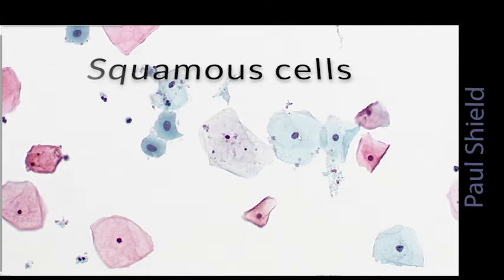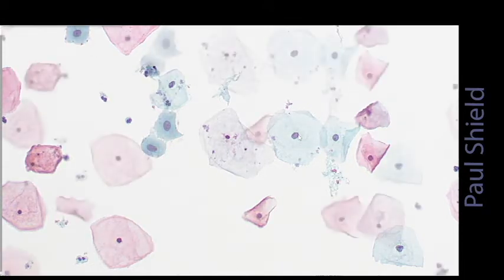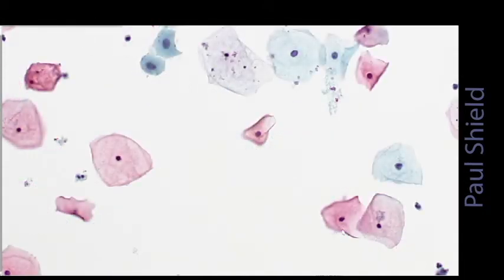These are the most commonly seen cell type in cervical samples. They vary depending on what part of the epithelium they have been removed from. And here you can see a field of all three types.